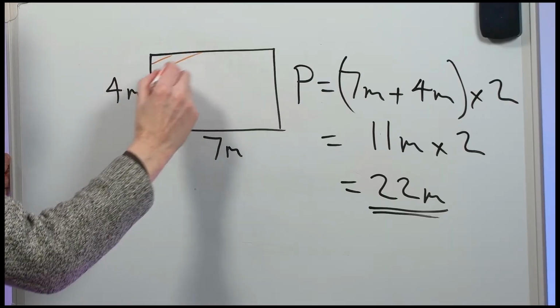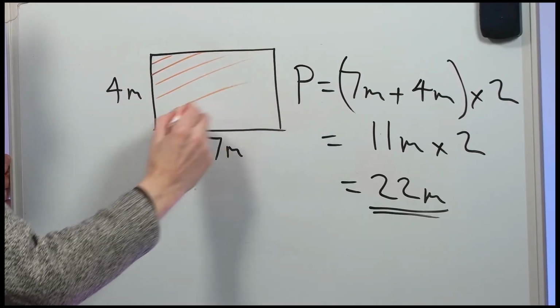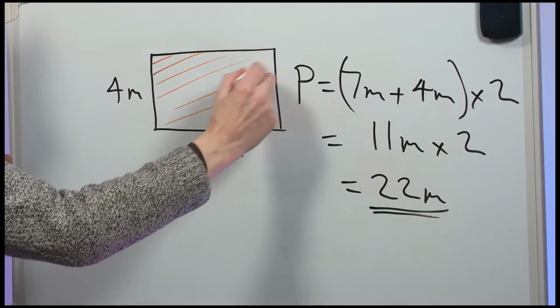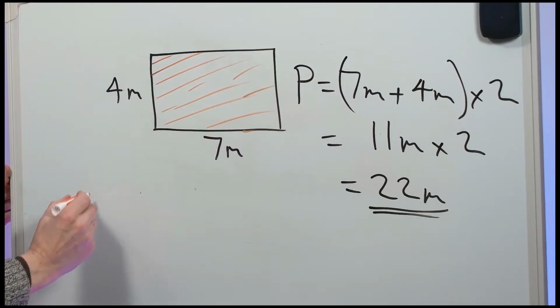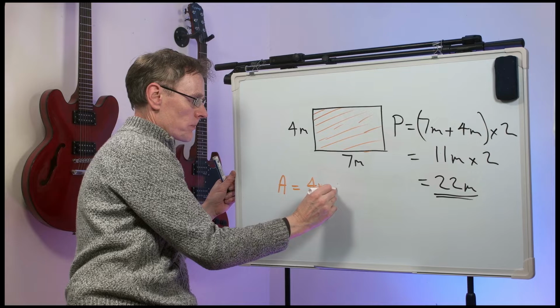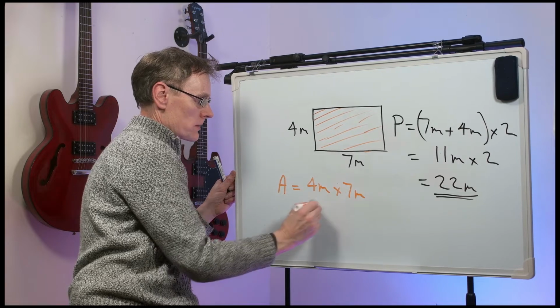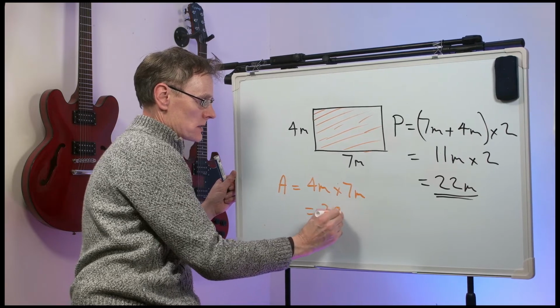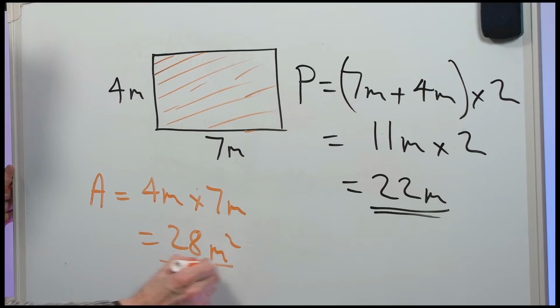So if you're good, you could run around the area of the pitch. That's this two-dimensional space inside the rectangle. So the area is 4 meters times 7 meters, which is 28 meters squared.